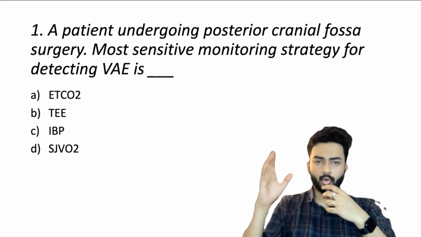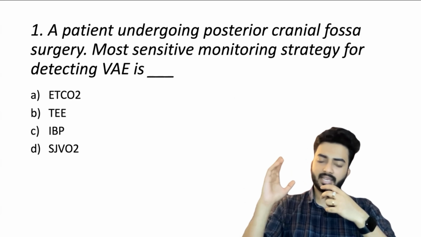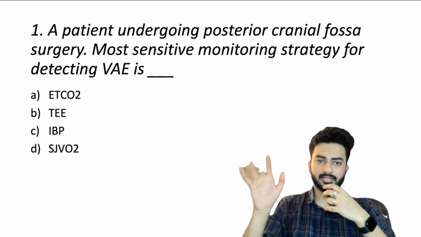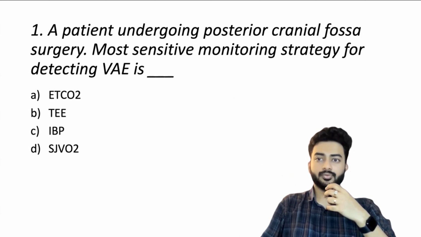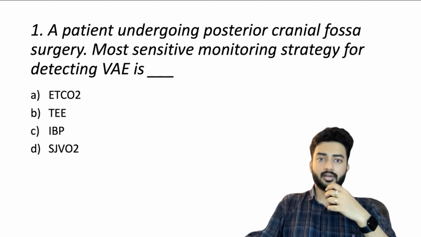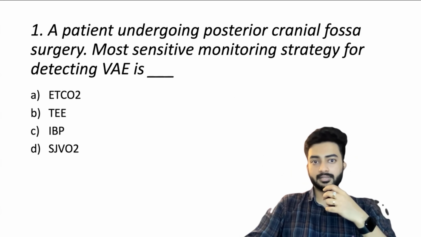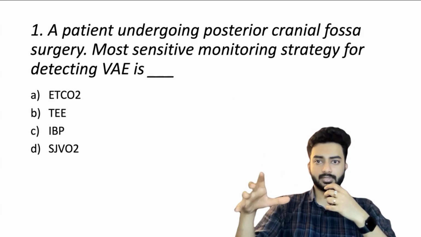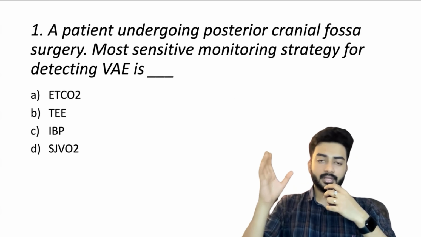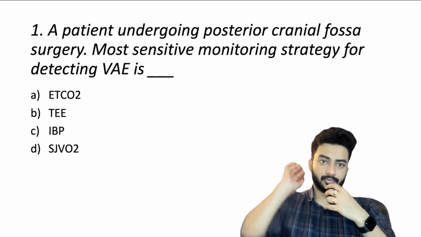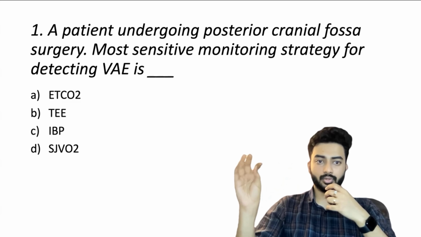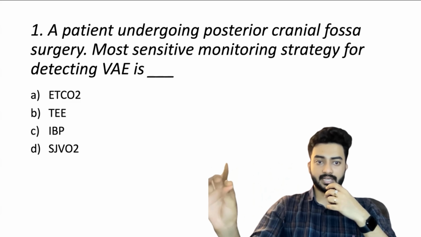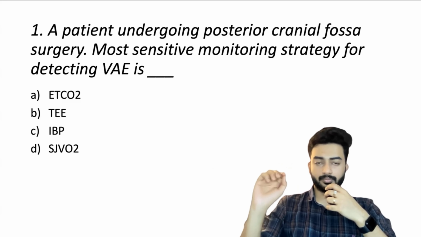See, this is the most common question asked in every session of INASS or NEET-SS. The most sensitive strategy for detecting VAE, the most specific tool for detecting VAE, which can detect VAE better. So these are different types of questions. In this setup, the surgery is in the posterior cranial fossa, and the choices are ETCO2, TEE, IBP, SJVO2. So we can eliminate the choices one by one.